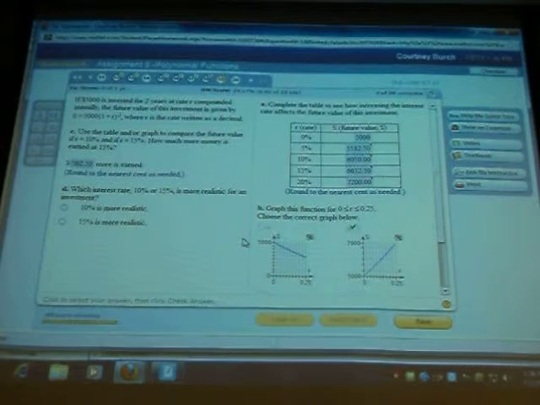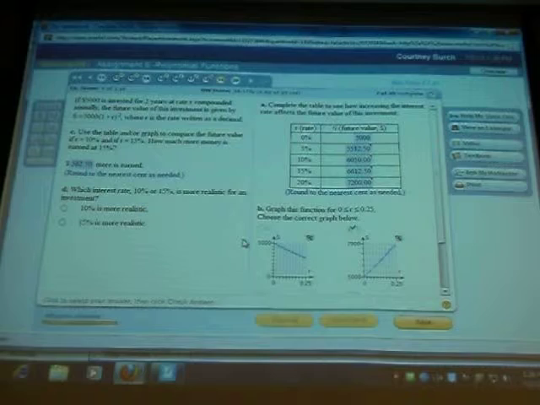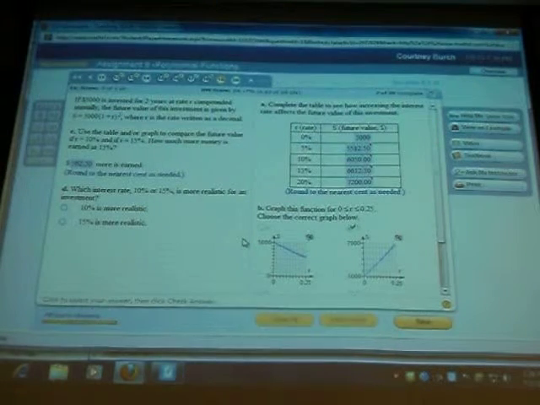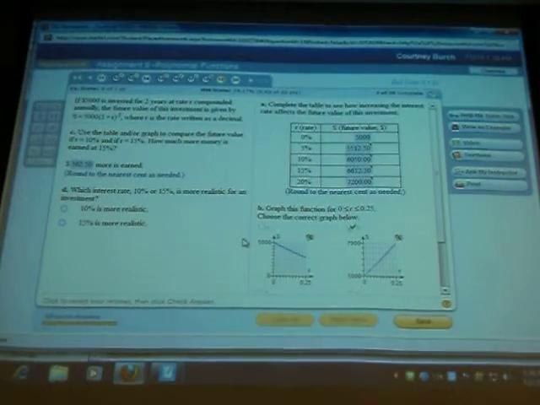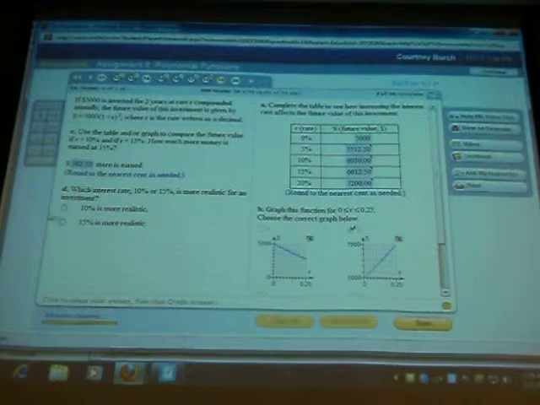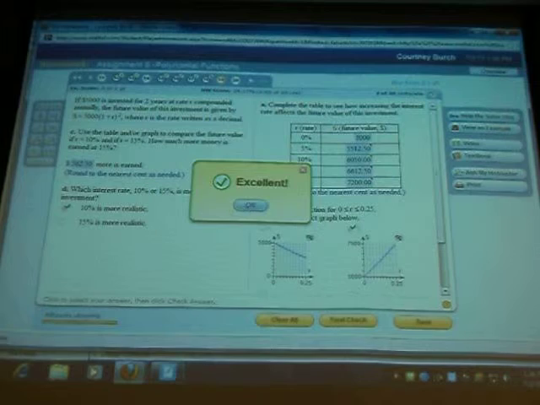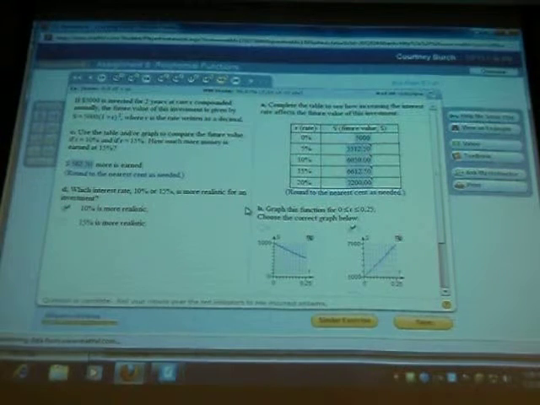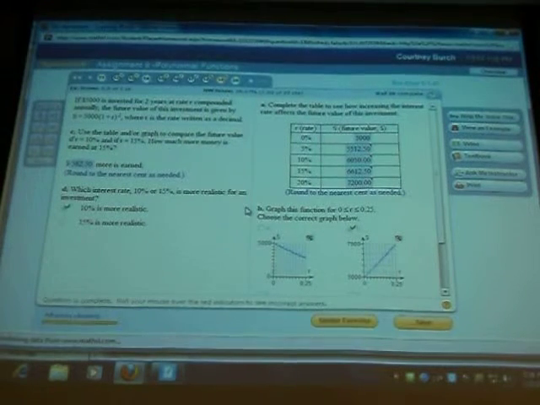Which one is more realistic, 10% or 15%? 10%. The lower interest rate is always more realistic. Honestly, 10% is not realistic in any universe. Maybe like 0.1%. Always choose the lower one for the more realistic interest rate. I see a lot of people get that one wrong just because they don't have any experience with money in the real world. You haven't bought your own house or car or anything, so people don't know what's realistic.